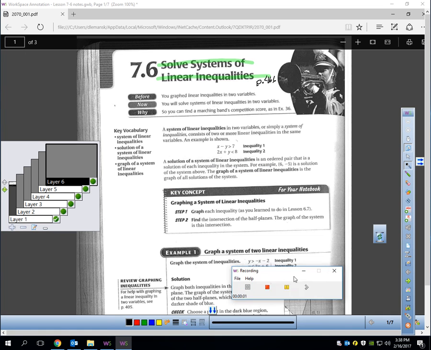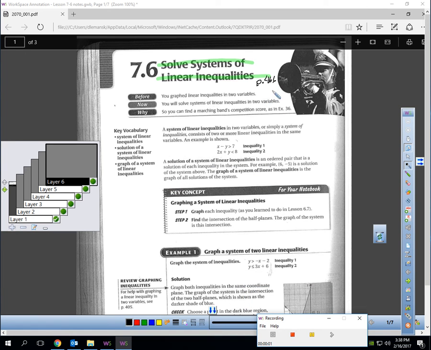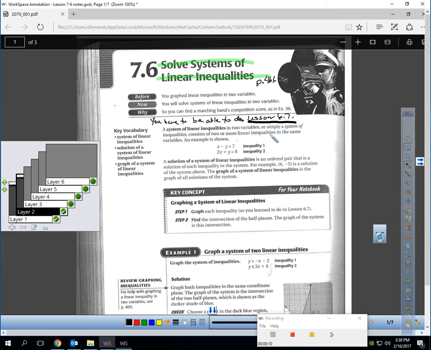This is lesson 7.6. You should be on page 466. This lesson is called Solving Systems of Linear Inequalities. You have to be able to do lesson 6.7 in order to do this lesson. Here's a little review of lesson 6.7.